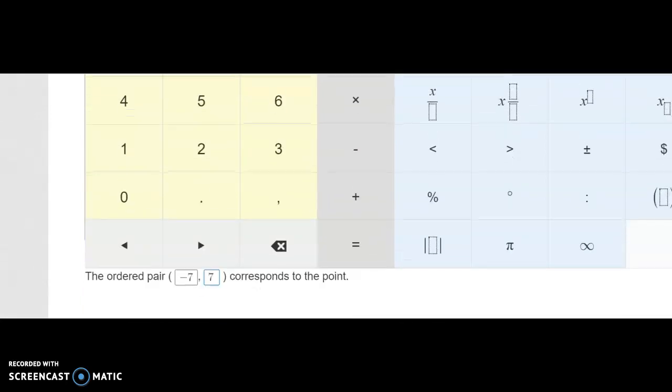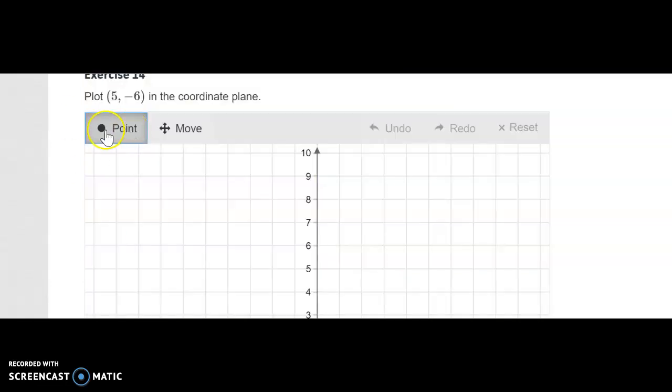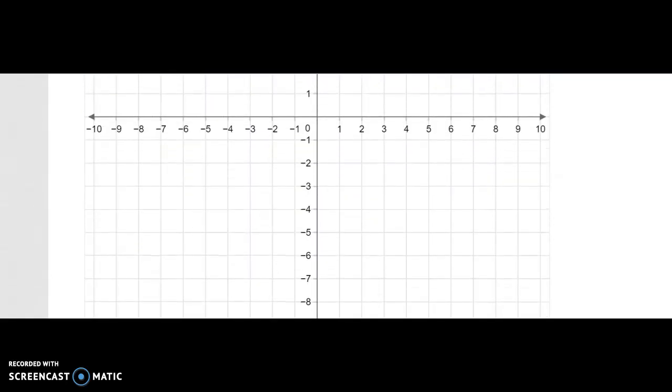Okay, so now we want to be plotting 5. So we're going to go over to our 5, but this is positive 6, and we need to go to negative 6. So we're going to come down here, and we're going to do it in here. So we're going to do 5 and negative 6.